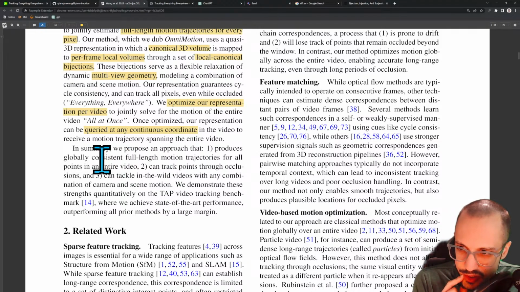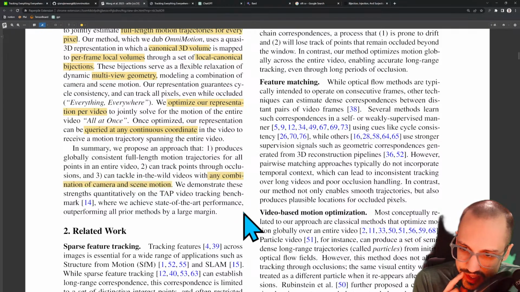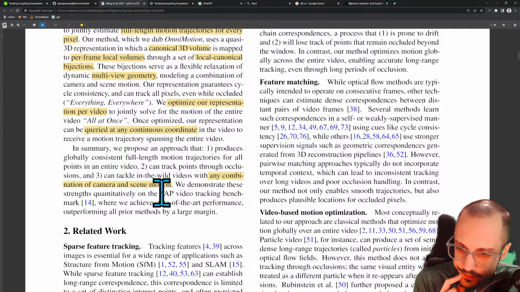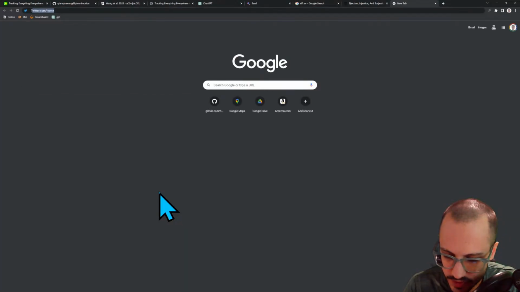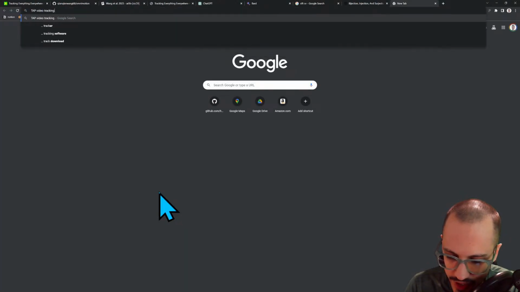We propose an approach that produces globally consistent full-length motion trajectories for all points. We can track points through occlusions, and we can tackle in-the-wild videos with any combination of camera and scene motion. I mean, we'll see about that. We demonstrate these strengths qualitatively on the TAP video tracking benchmark, where we achieve state-of-the-art performance. So let's actually look this up. TAP video tracking benchmark.